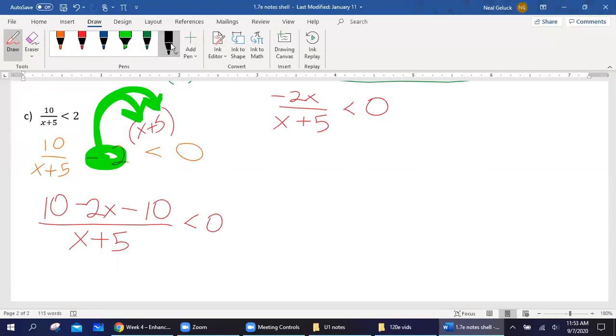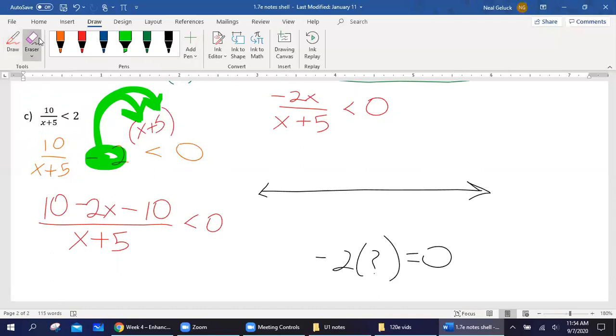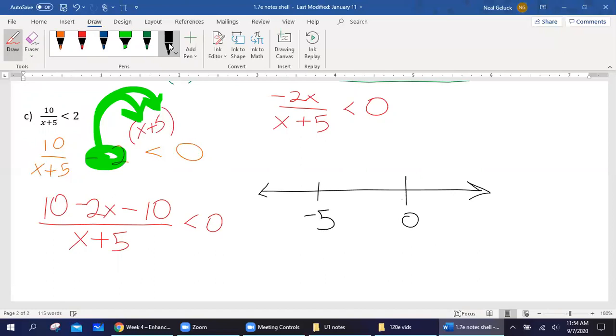Be careful. The number that makes the numerator 0 is 0. It's saying negative 2 times something equals 0. Well, that something would have to be the number 0. So 0 is a zero, and negative 5 is a zero.